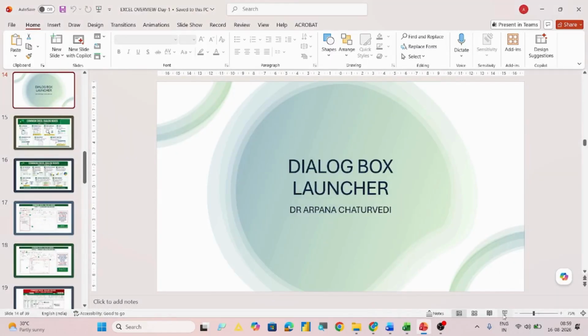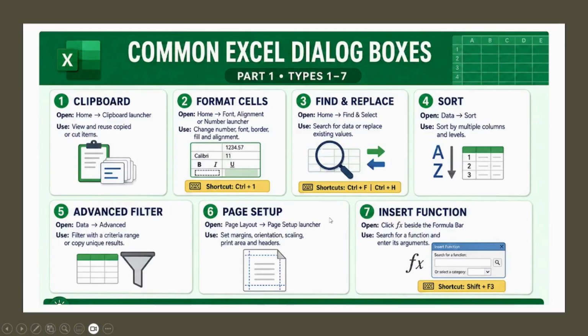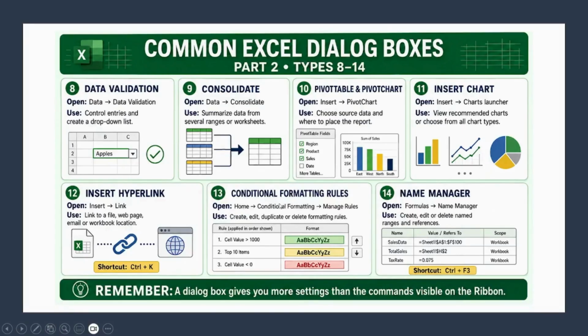Last class, we were talking about dialog box launchers, out of which we discussed that there are 14 types of various dialog box launchers. First is clipboard, second is format cell, third is find and replace, fourth is sort, fifth is advanced filter, sixth is page setup, seventh is insert function, eighth is data validation, ninth is consolidate, 10th is pivot table and pivot chart, 11th is insert chart, 12th is insert hyperlink, 13th is conditional formatting, and 14th is name manager.